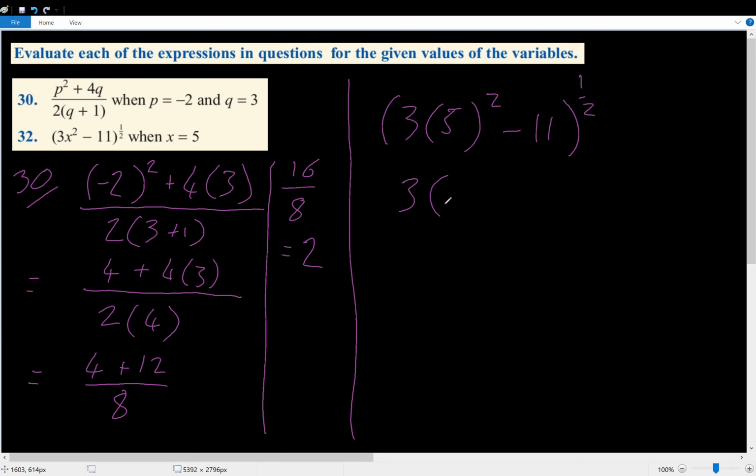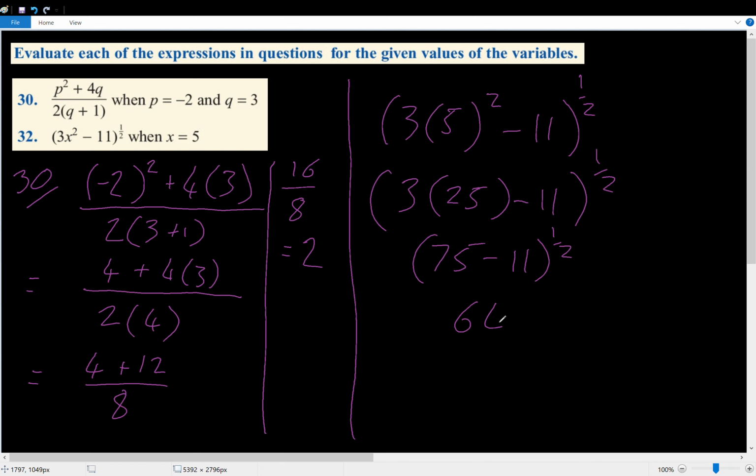So we're going to have 3 times 5 squared, which is 25. Still minus 11, all to the power of a half. Then after that, we can now do our multiplication. So 3 times 25 is 75. And that's 75 minus 11, all to the half. 75 minus 11 is 64. And that's the power of a half.